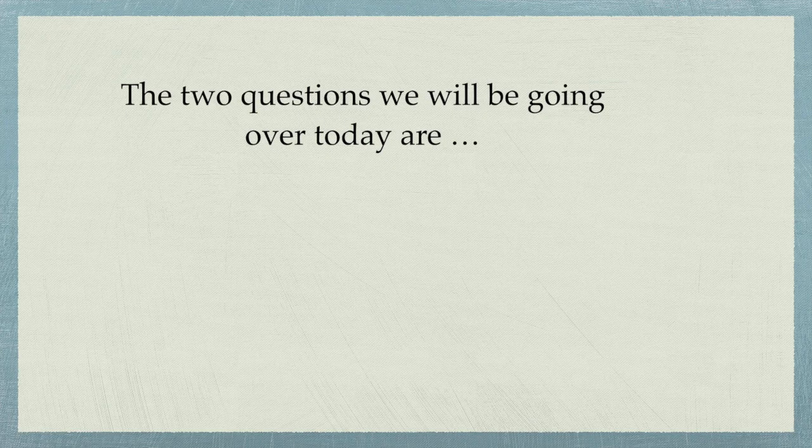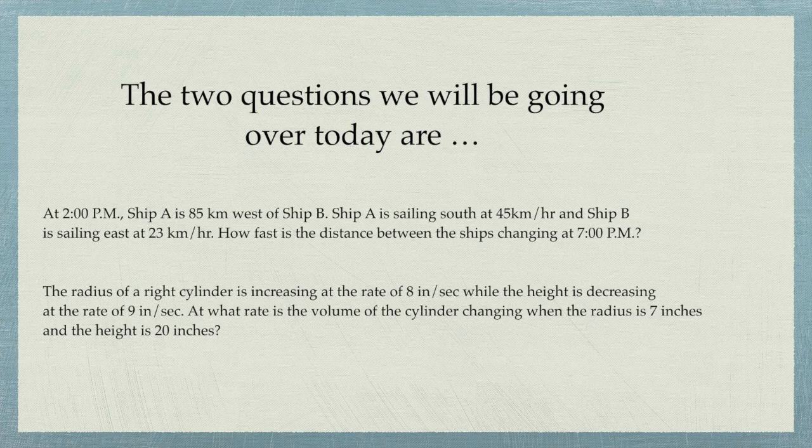The two questions we'll be going over today are: at 2 p.m., Ship A is 85 kilometers west of Ship B. Ship A is sailing south at 45 kilometers an hour, and Ship B is sailing east at 23 kilometers per hour. How fast is the distance between the ships changing at 7 p.m.? The radius of a right cylinder is increasing at the rate of 8 inches per second, while the height is decreasing at the rate of 9 inches per second. At what rate is the volume of the cylinder changing when the radius is 7 inches and the height is 20 inches?